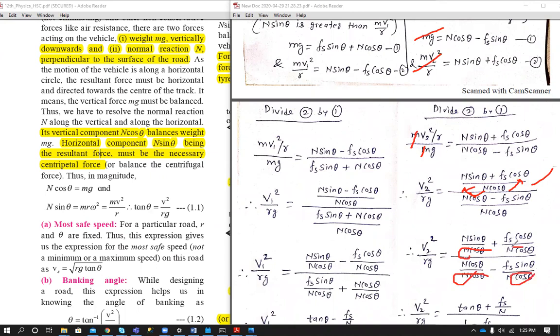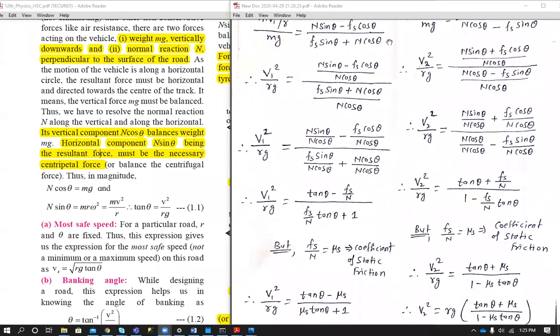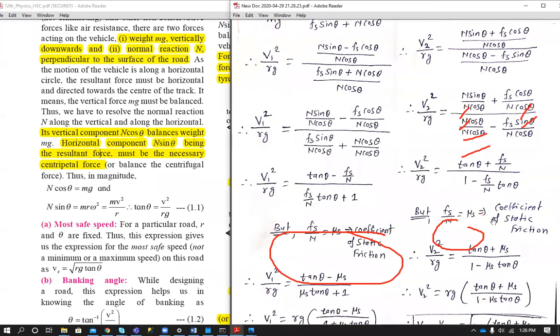Okay, here you can see, let's move ahead. So this cos theta gets cancelled and n gets cancelled, this whole is getting cancelled. So sin upon cos is tan theta, fs by n, and this fs by n is mu s, as we have seen in the previous case. Same, just put it there and you will get the same, but only with the opposite sign.